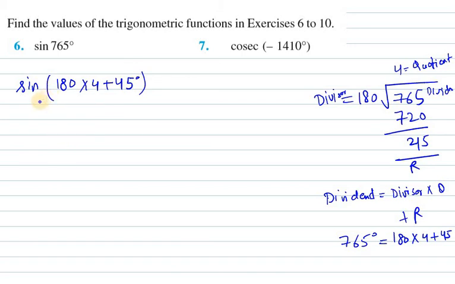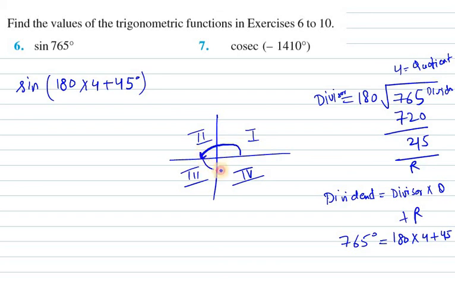Now let us make a figure for this, for the quadrants. So this is the first, this is the second, this is the third quadrant, and this is the fourth quadrant. Now it says 180 times 4. That means the first 180, the second 180, I need to make 4 rounds of 180. Third round of 180, fourth round of 180. Here we end, 180 into 4 is 720. Now we are left with 45, so 45 will lie somewhere here. So this makes the 765 degree angle.